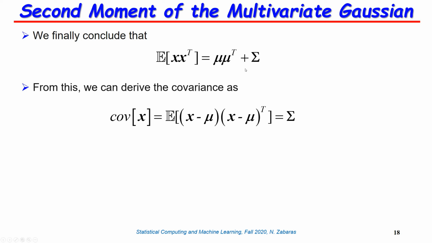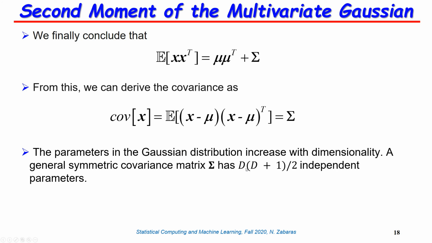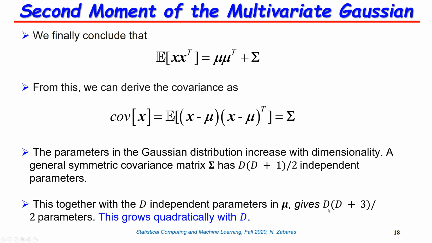Now the fact that sigma is a symmetric matrix means that in d dimensions, to actually describe it, you need d times d plus 1 over 2 independent parameters. So effectively you need all the elements below the diagonal plus the elements on the diagonal. And if you also account for the fact that you need d values for the mean of x, in total, for a multivariate Gaussian in d dimensions, you need d times d plus 3 over 2 parameters. And obviously you notice that this grows quadratically with d, so that's not very good news.